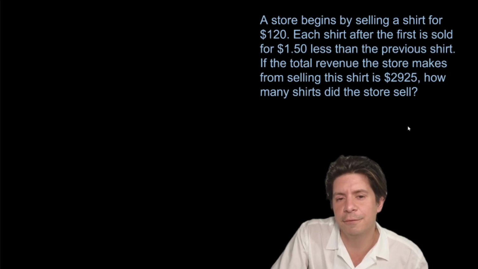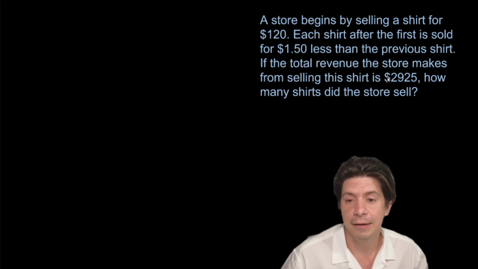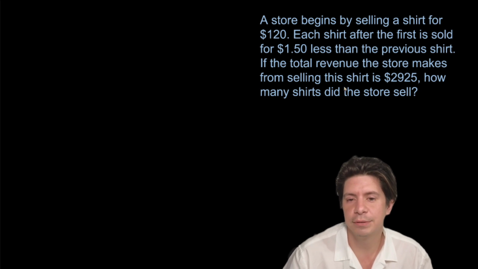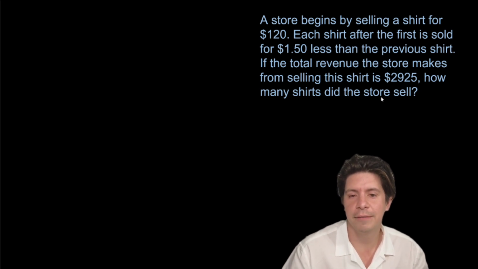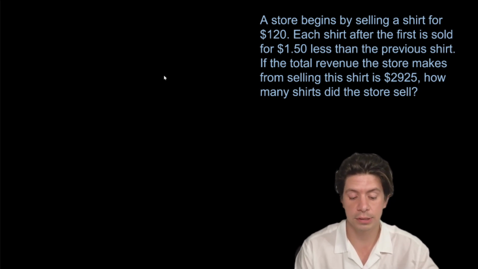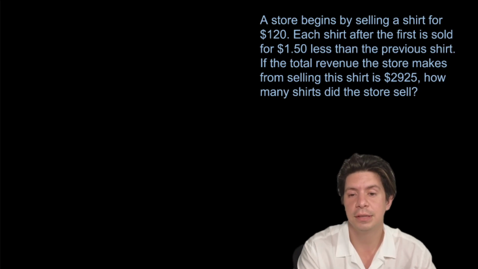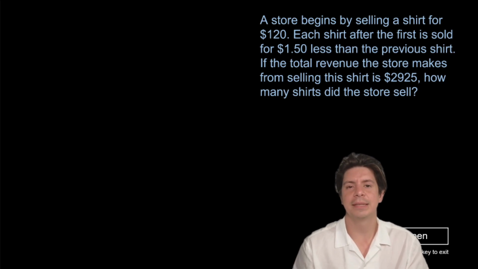Each shirt after the first is sold for $1.50 less than the previous shirt. If the total revenue the store makes from selling the shirt is $2,925, how many shirts does the store sell? How many shirts did the store sell? So this is about a summation equation.